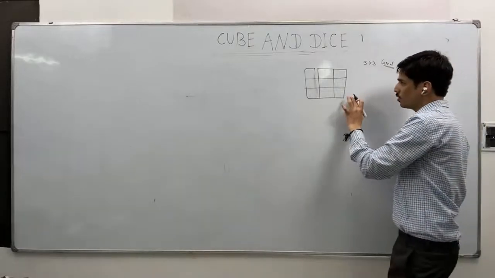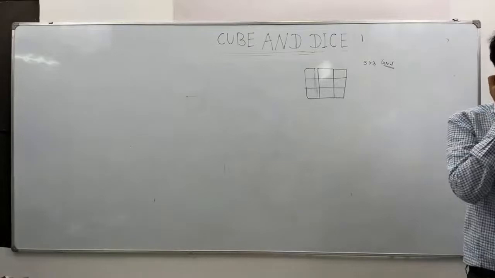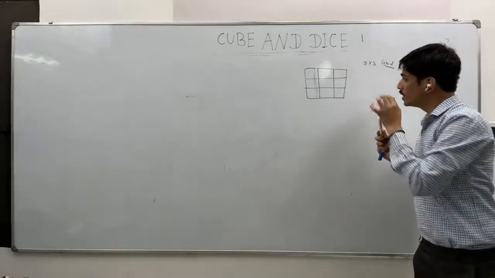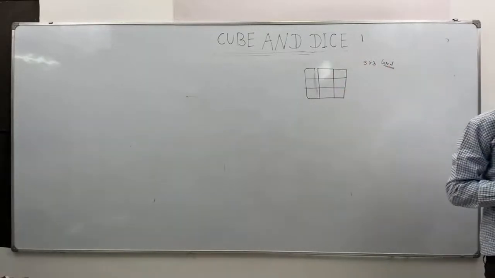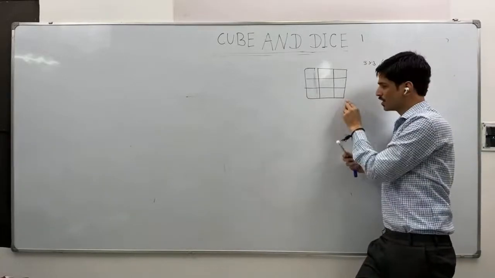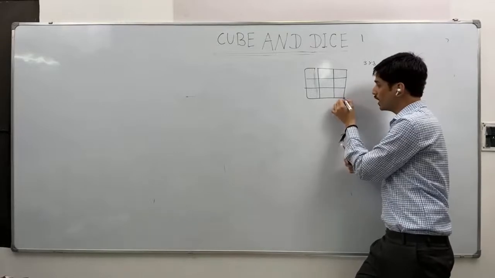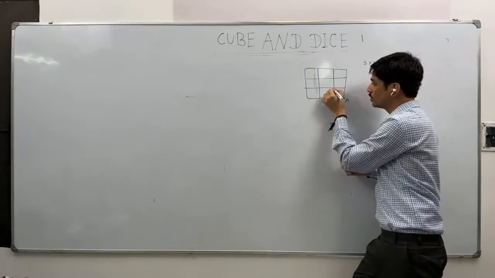It means the perimeter, not this one. It means I'll go like this. I have to walk on each path. So what will be the perimeter of this one? Let's say I want to start from A. I have to walk on each path, like this.